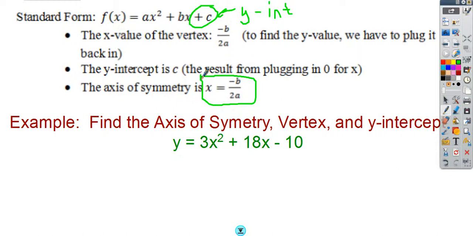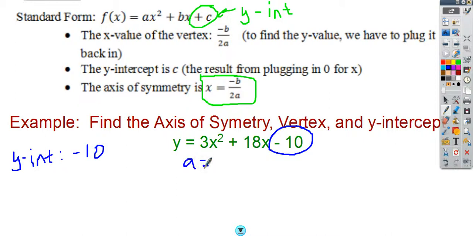Alright, so for the example below, we're going to need to find the axis of symmetry, the vertex, and the y-intercept. So I'm going to start with the y-intercept because that's the easiest. That's your c value. So your y-intercept is your last value here, which is negative 10. Your a value is 3.